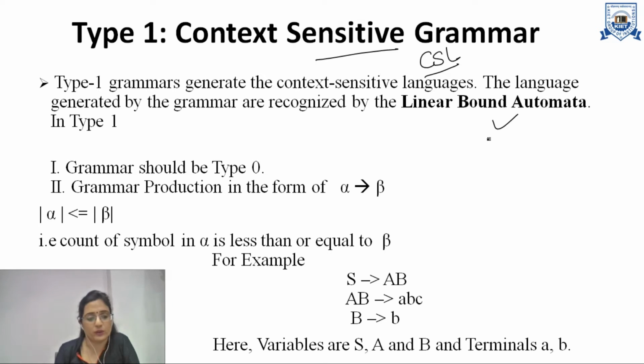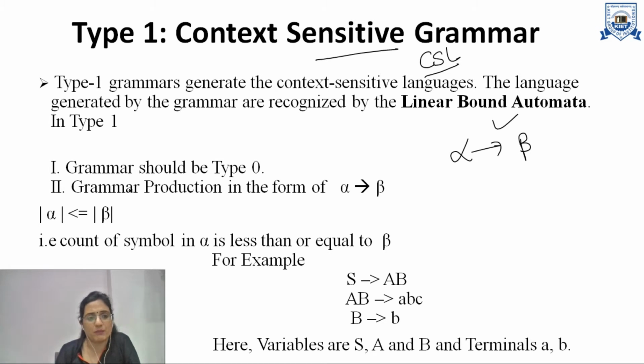So we have to remember these things very much. These are the very important points: the language that is generated by the type 0 grammar is recognized by the Turing machine, and the language generated by the type 1 grammar is recognized by the linear bounded automata. As we studied in type 0 grammar, there are some rules of production. Same in type 1 grammar, there are some rules of production. Here again, the production is of this form: alpha tends to beta.